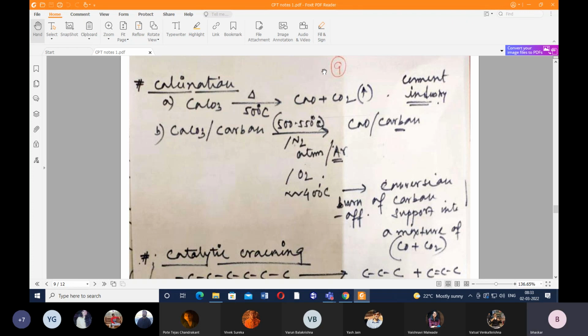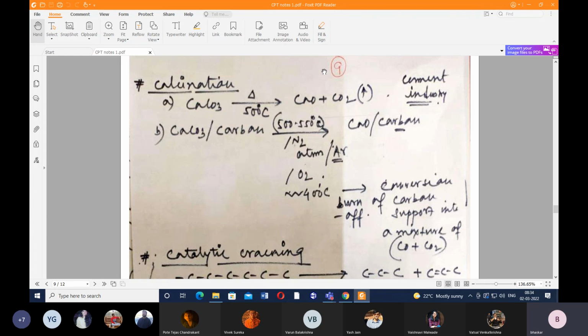If our carbon is getting converted into carbon monoxide and carbon dioxide, finally we'll end up with only calcium oxide, which we don't want. We want calcium oxide on the surface of carbon material, right? If the support goes off in the form of carbon monoxide and carbon dioxide, this material would be of no use to us. So in order to avoid that, we'll carry out the calcination reaction in the presence of an inert atmosphere when I have got carbonaceous material in my hand.